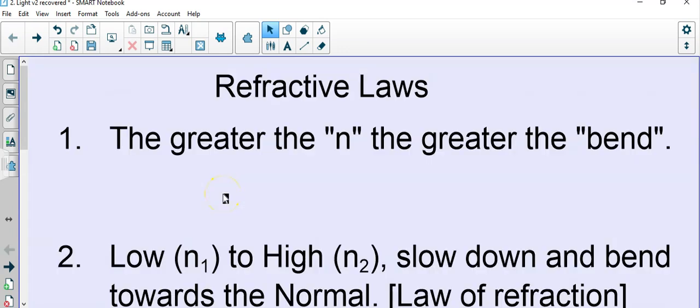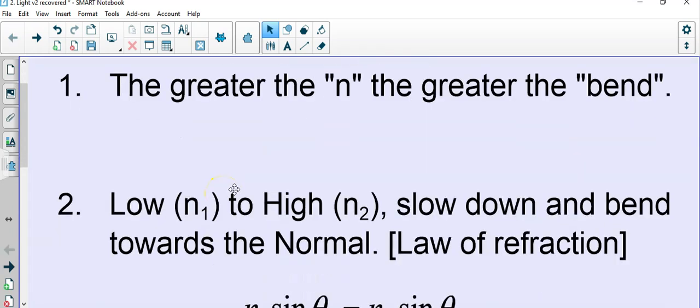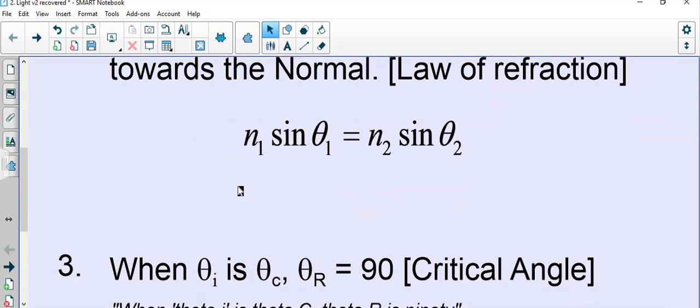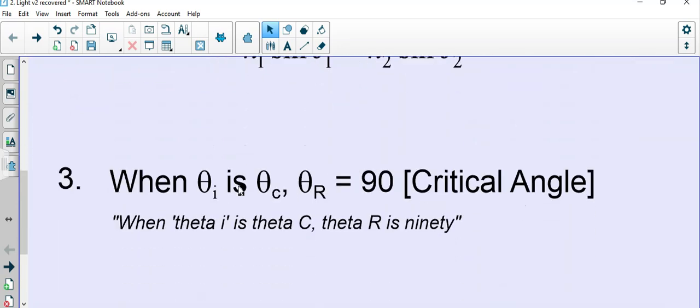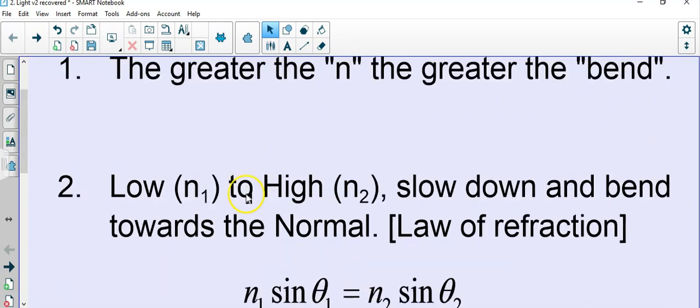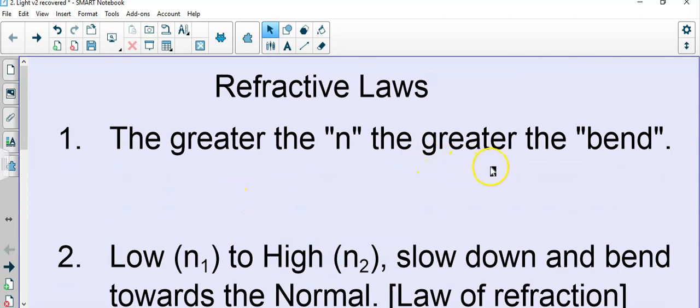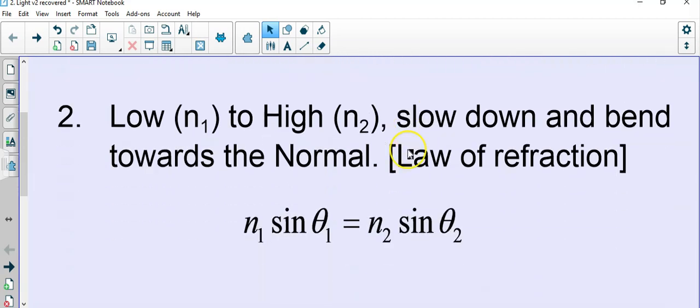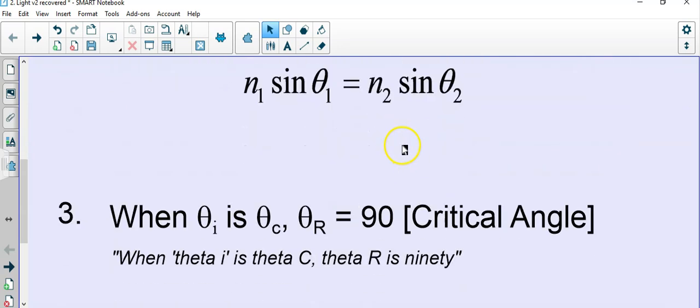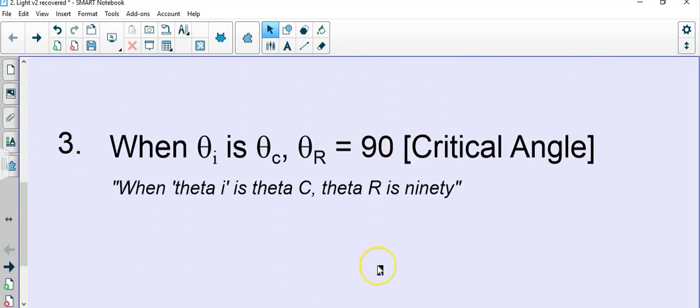Total internal reflection is the third refractive law that we had mentioned at the beginning of the refraction series. To remind you, the greater the n, the greater the bend, and Snell's law: low to high, slow down and bend towards the normal. There is a special condition. When the incident angle is at a certain angle, it causes the refracted ray to bend exactly at 90 degrees to the normal. And after this angle, you have internal reflection.